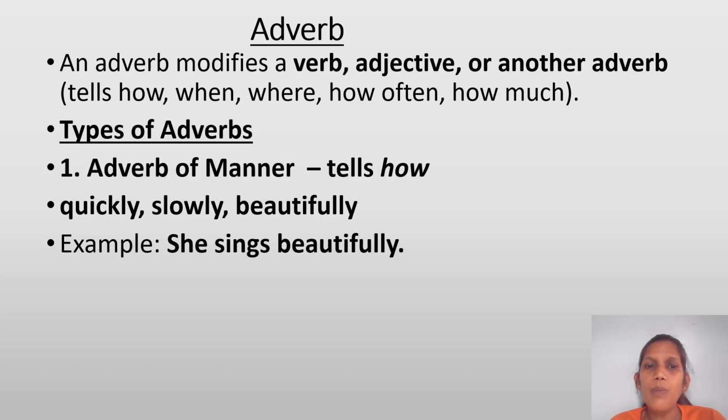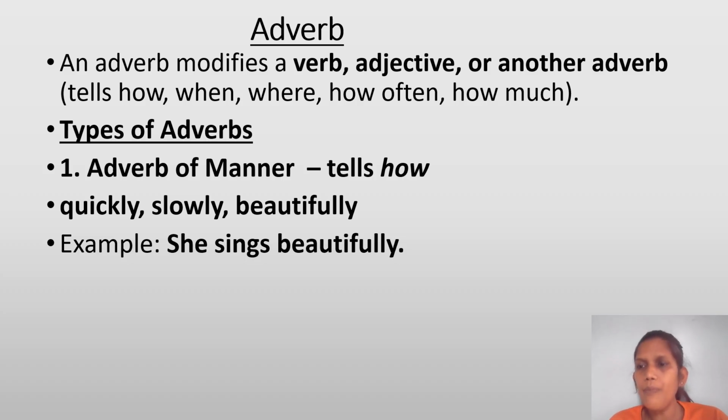Adverb of manner shows how: quickly, slowly, beautifully. It tells how, like, you know, she sings beautifully. How does she sing? She sings very well. Okay, how she sings: beautifully. So beautifully is an adverb.